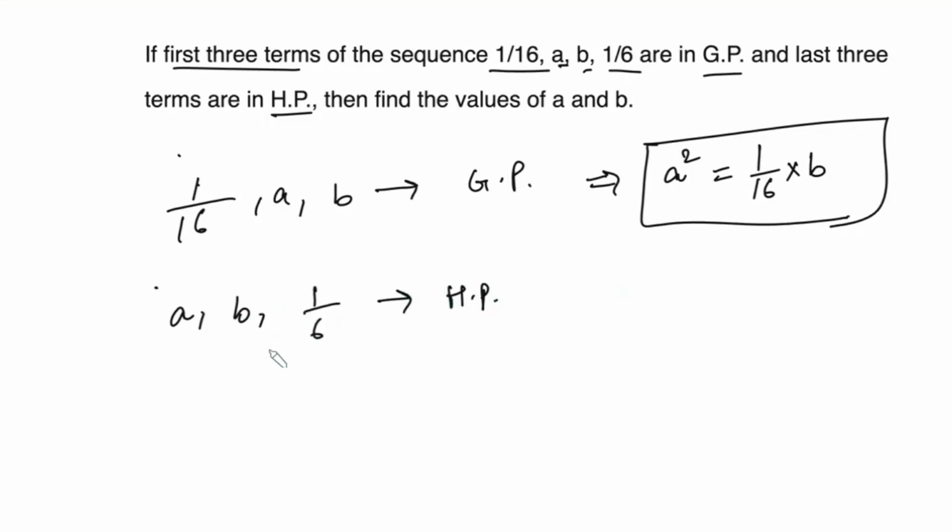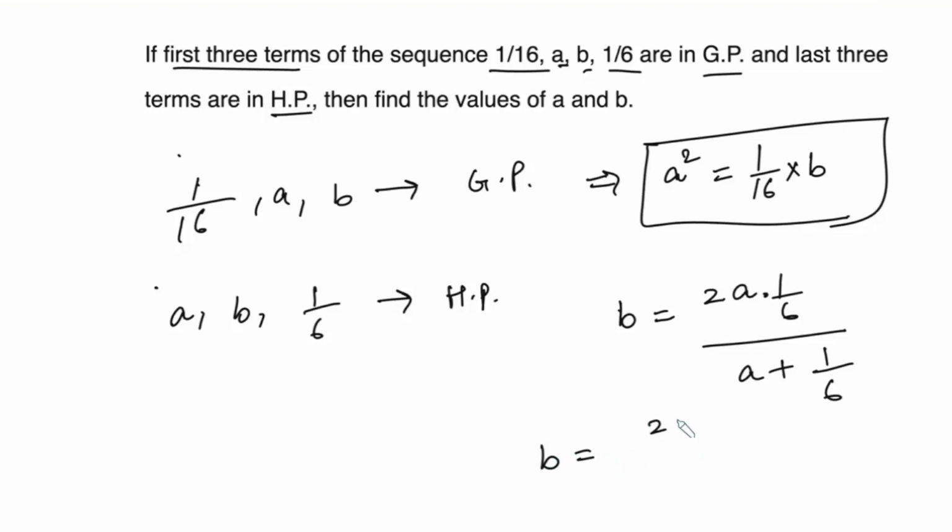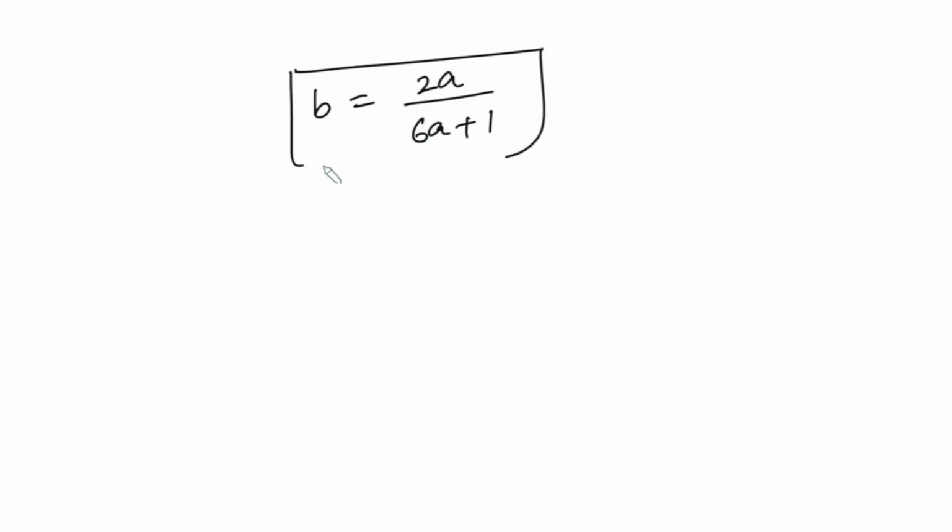And we know that if three numbers are in HP, then the middle number is equal to 2 times the first term times the last term divided by the sum of the first and third term. So B equals 2 times A times 1 over 6 divided by A plus 1 over 6. If we simplify this, we get B is equal to 2A over 6 divided by 6A plus 1 over 6. We can cancel out 6. That means we have B equals 2A over 6A plus 1. So this is one relation that we have for B.